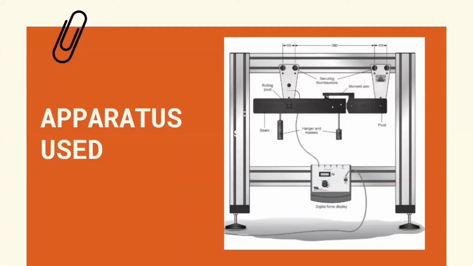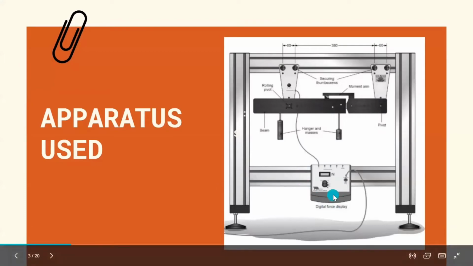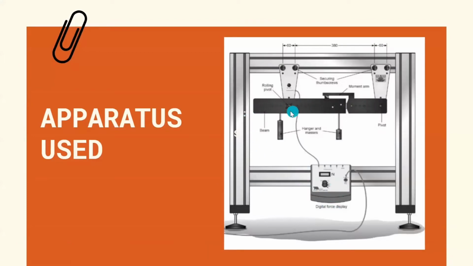values. The apparatus used in this experiment is a digital force display, a simply supported beam at B and C with a lever arm of 125 mm, variation of loads, a hanger to hang the loads, and a ruler to measure the distances between points.